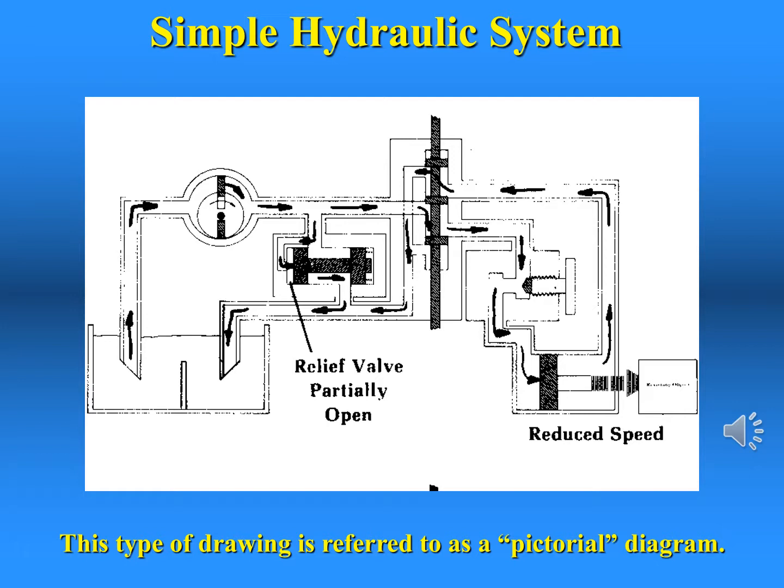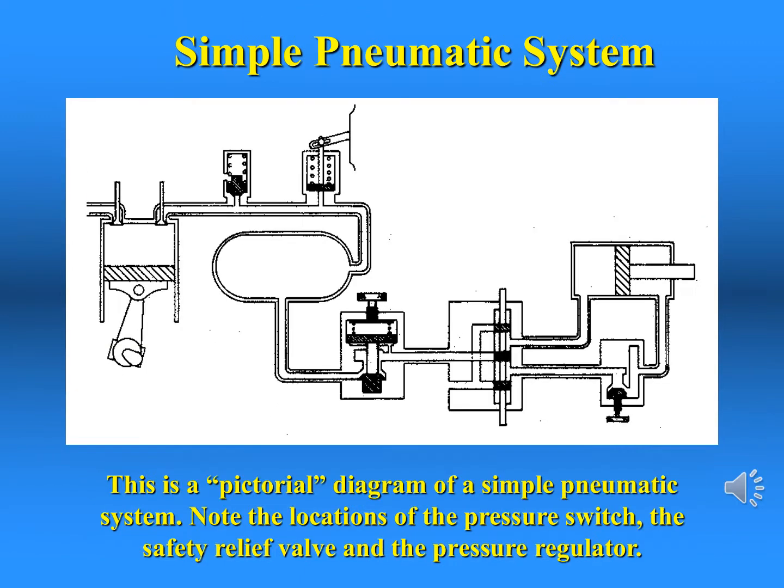This is an older style drawing of a hydraulic system called a pictorial or double line drawing. They are rarely used in industry today, but they do have some educational value because of their picture-like appearance. Likewise, this is an older style drawing of a pneumatic system called a pictorial or a double line drawing. We don't use these very much at all today, but from time to time and for educational purposes, their pictures do help in explaining some of the components in the system.